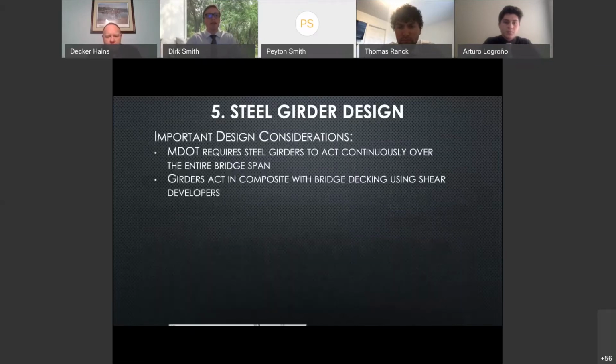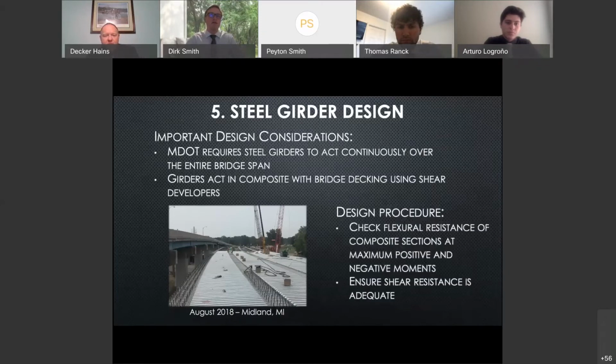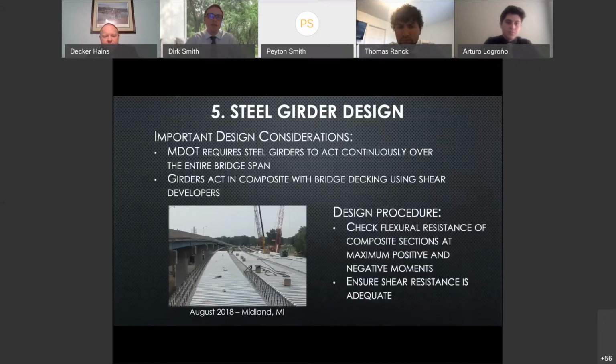When beginning our steel girder design, it was noted that MDOT recommends bridges with steel girders to act continuously over the entire bridge span to eliminate any expansion joints over center piers. This is important because the girders will not only need to resist maximum positive bending moments at midspan, but they must also resist maximum negative moments over any piers.